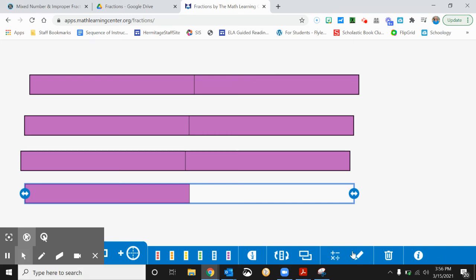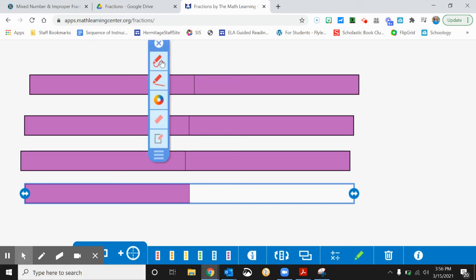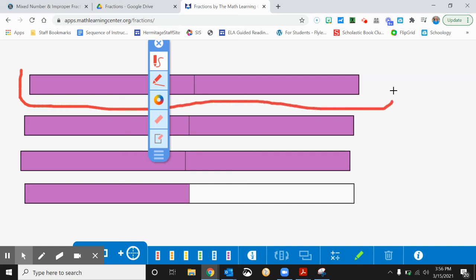Let's take a look at this one. All right, so this time I have some bars. They're split into 2 equal pieces, each of them. So again, what we have to remember, this is my whole. So even though I have multiple wholes, I'm still talking about halves. So I have to figure out how many halves do I have for my improper fraction.